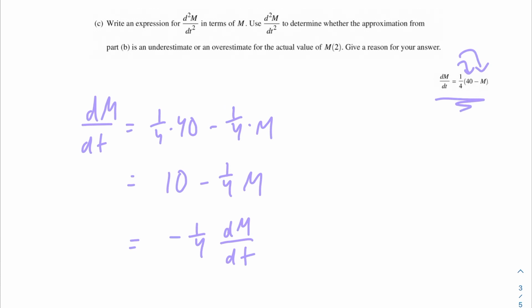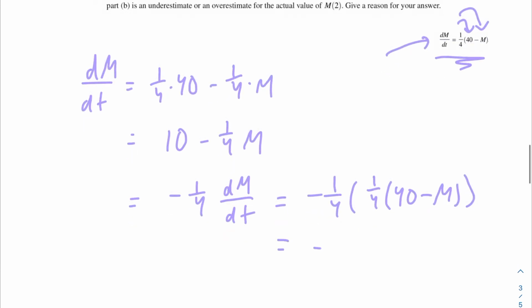So now you might be like, oh, well, what am I supposed to do with this? This didn't really give me any information. Remember that we have dm over dt in terms of just m. So we can go ahead and actually just substitute this in for dm over dt. So we get minus 1/4 times 1/4 times 40 minus m. Then we can go ahead and distribute again. So minus 1/16 times 40 minus m is going to be the final form for our second derivative.